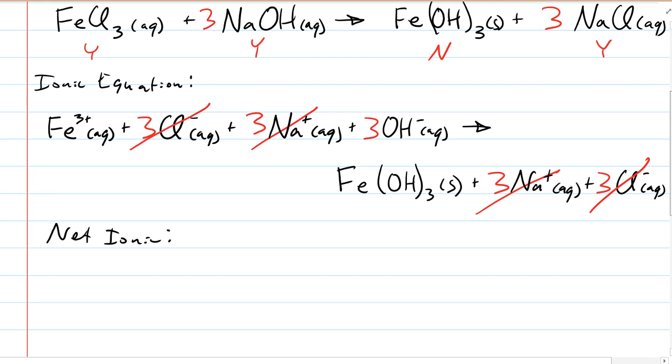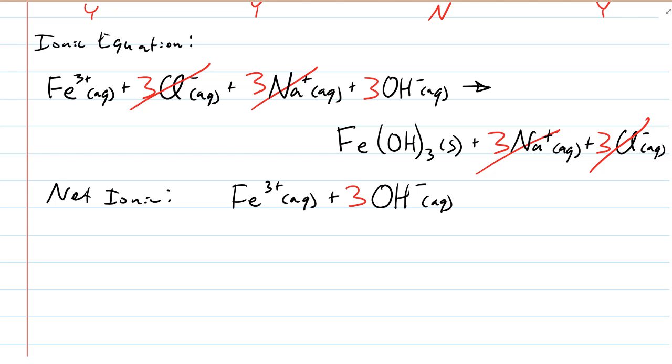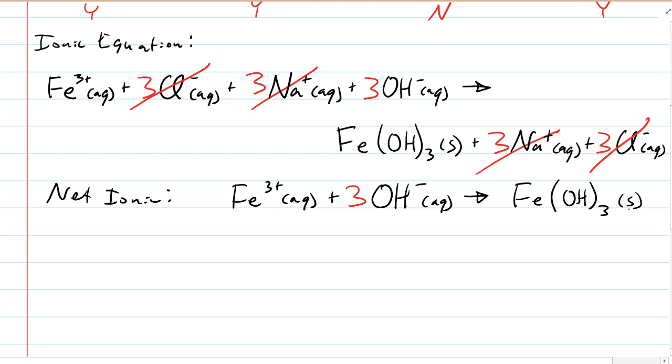And that net ionic equation shows that iron 3 ions react with, what else? Hydroxide ions. How many hydroxide ions? 3 of them. And this yields iron 3 hydroxide. And that's the solid.